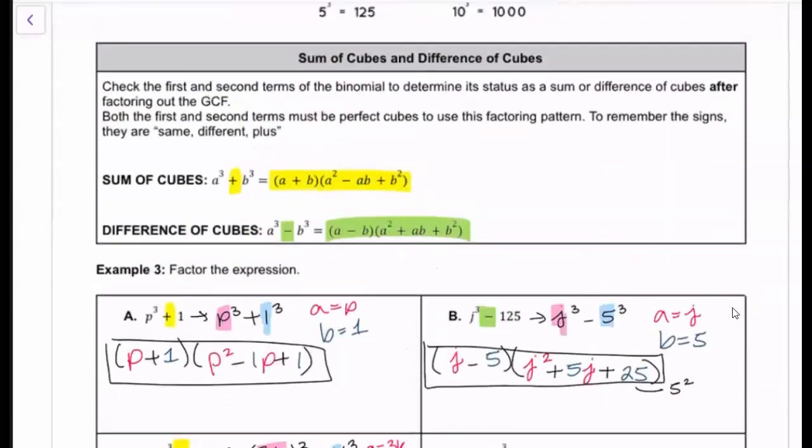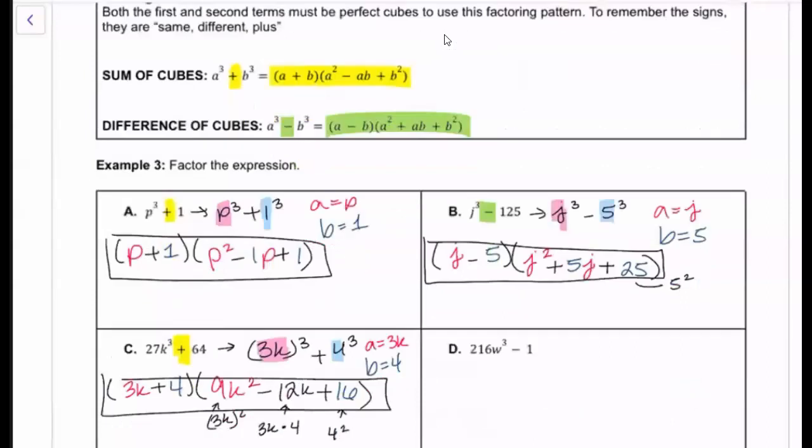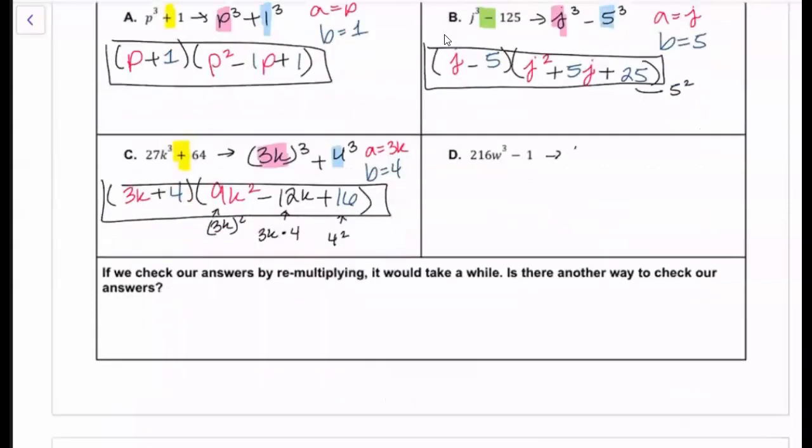Once more, 216, once again, I don't expect you guys to have that memorized. It's a perfect cube, it's 6 times 6 times 6. So this will be 6w cubed minus, and always be careful, 1, remember, is a perfect square and a perfect cube, because you still get the same product back. 1 times 1 is 1. 1 times 1 times 1 is still 1. So my A value is 6w, and my B value is 1.